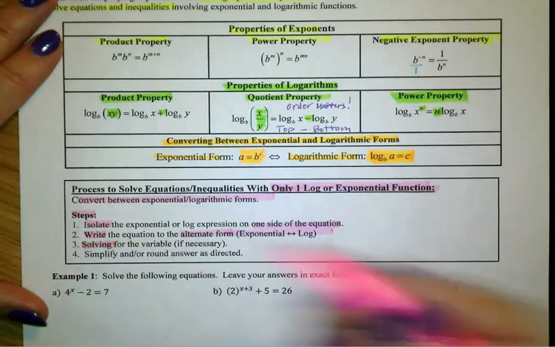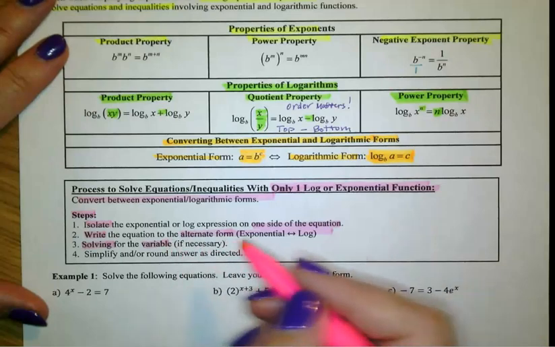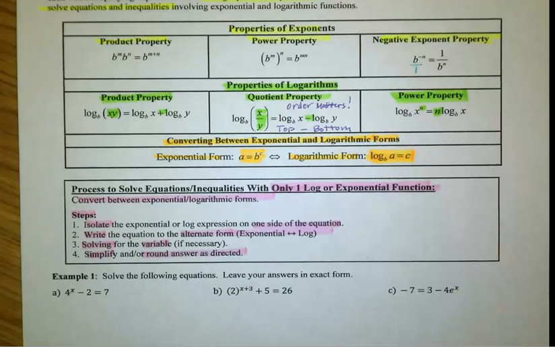Then we're going to solve for the variables if necessary. And then we're going to simplify and round answers as directed. So if it's one where we're going to be rounding, then we definitely will have that there.